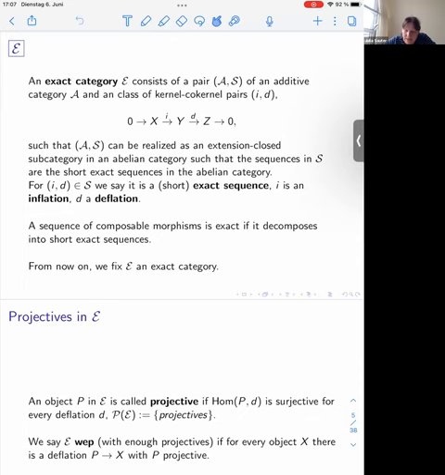So an exact category has always two data: an additive category as underlying, and a class S of kernel-cokernel pairs, usually noted here as I and D, and these will be called short exact sequences. And the point about the short exact sequences is that S can be realized as an extension closed subcategory in an abelian category. So the short exact sequences will just be the ones in the abelian category. There are several ways of realizing that, and a priori, from such a definition, it wouldn't be clear that, for example, on the higher Ext groups, you might not have completely different extension groups from the abelian category. So this is just a completely different theory then.